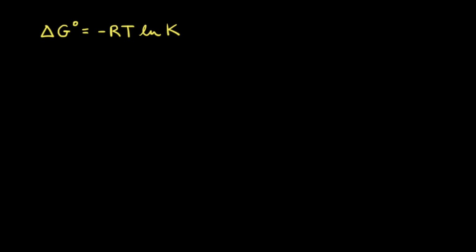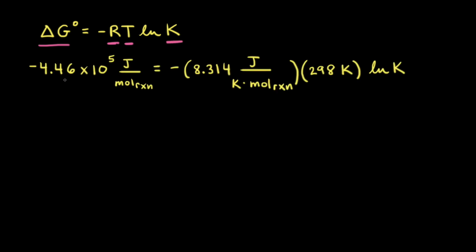Now that we've calculated delta G naught for our reaction, let's calculate the equilibrium constant K at 25 degrees Celsius. So we need to plug in our value for delta G naught, the ideal gas constant, the temperature in Kelvin, and we'll solve for the equilibrium constant. I've gone ahead and plugged everything into our equation, so here's the value for delta G naught in joules per mole of reaction. The ideal gas constant is equal to 8.314 joules per Kelvin mole of reaction, and 25 degrees Celsius, if we add 273 to that, we get 298 Kelvin.